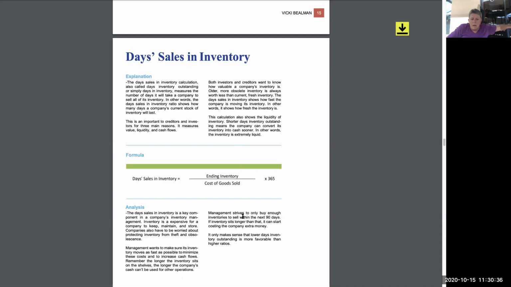Management strives to only buy enough inventory to sell within the next 90 days. You should not have in any case more than 90 days of inventory on hand. It should even be less than that when it's a perishable product that they're selling with an expiration date. For one thing, it could expire before you sell it. For another thing, the drugstores and hospitals that they're selling to don't want to buy a product that's going to go out of date within the next couple weeks. So it's got to even be a shorter lifespan.